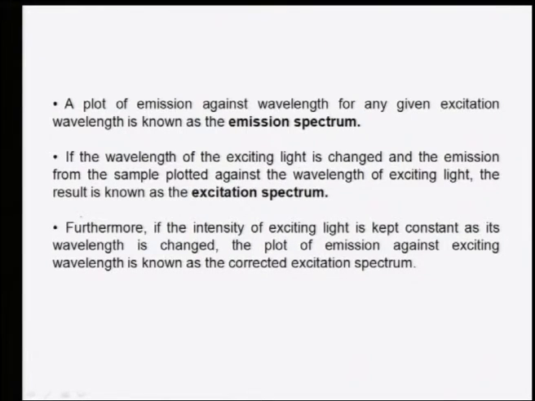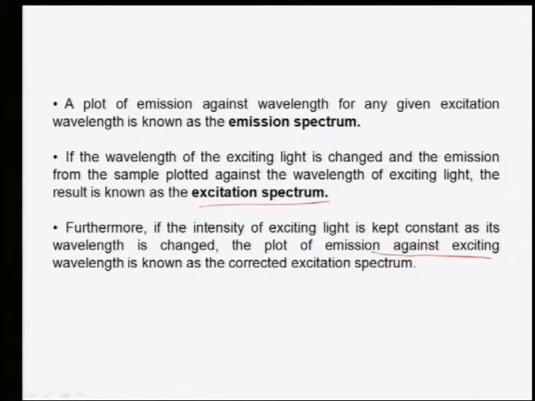A plot of emission against wavelength for a given system is known as the emission spectrum. If the emission from the sample is plotted against the wavelength of the exciting light, it is known as the excitation spectrum, and the intensity of the exciting light is kept constant as the wavelength is changed.